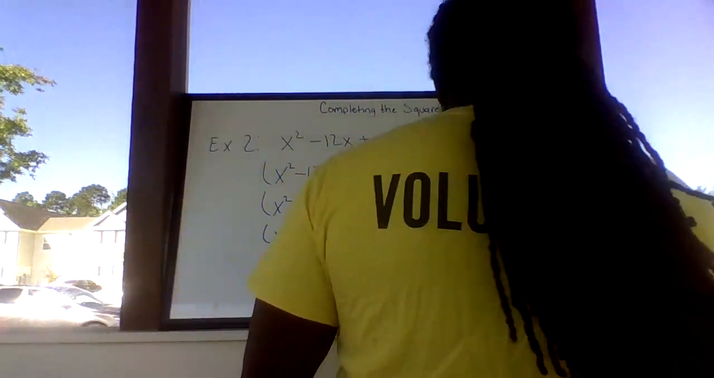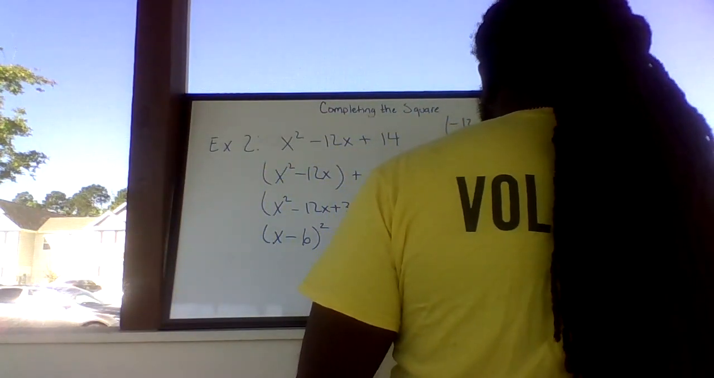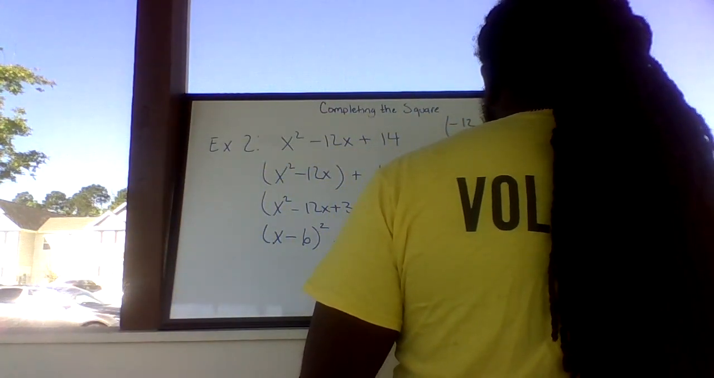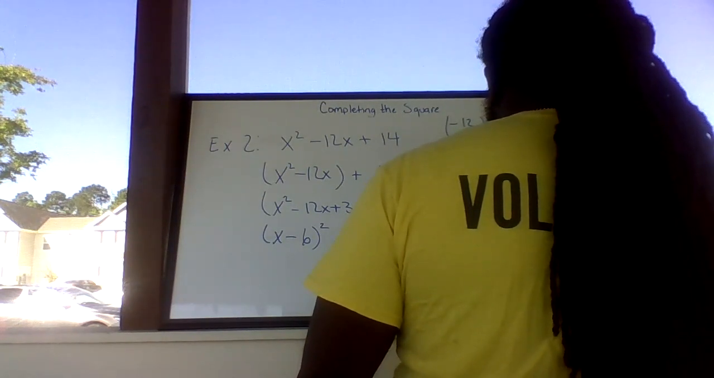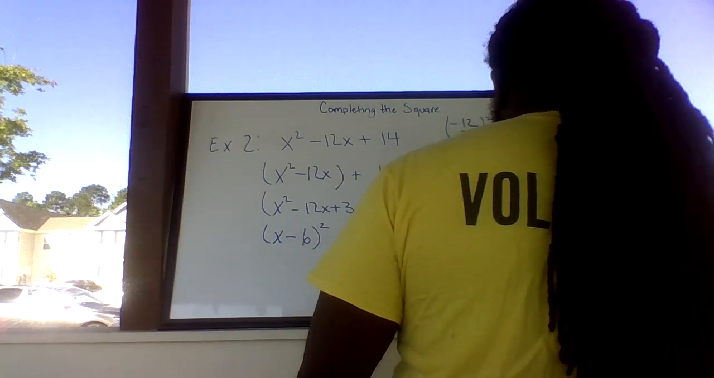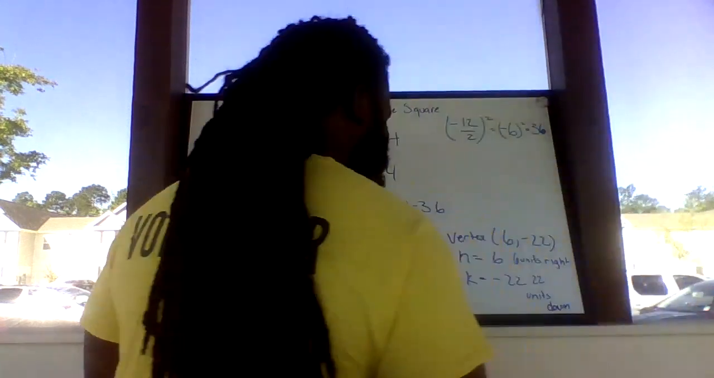So this would be 6 units to the right. This would be 22 units left. I mean down, I'm sorry. 22 units down.